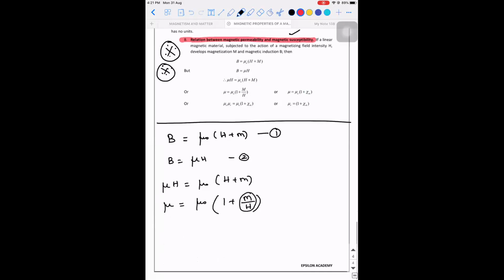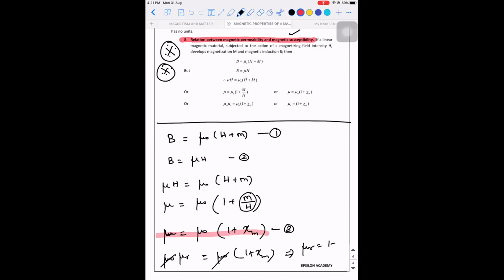Susceptibility. Yes, mu naught into 1 plus chi m. So this is one such expression. Similarly, mu can also be written as mu naught into mu r, which is equal to mu naught into 1 plus chi m. So this and this will get cancelled, which implies mu r is equal to 1 plus chi m. This is also another expression.